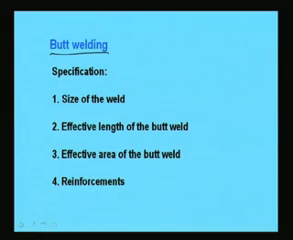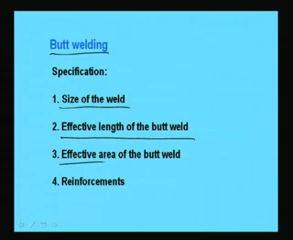Now, we will discuss butt welding. We know how to design and how to calculate the strength of a fillet weld. Now, we will see how to design and how to calculate the strength of butt welding. Before going into the details of butt welding, we have to know some specifications: what is the size of the weld in case of butt, what is the effective length of the butt weld, then what is the effective area of the butt weld and its reinforcement.